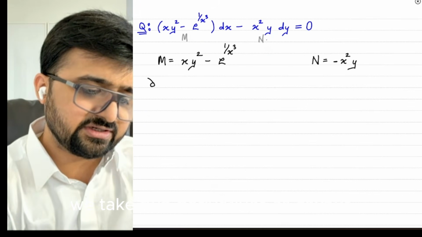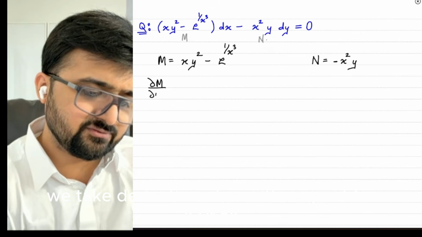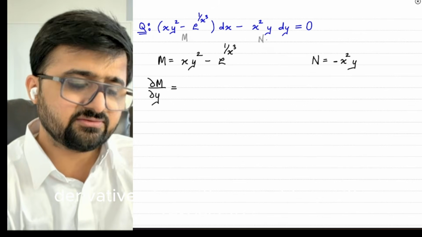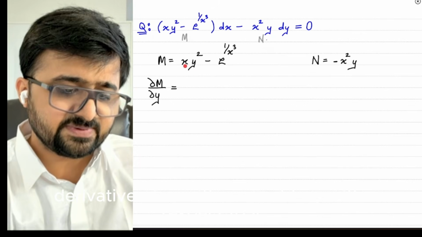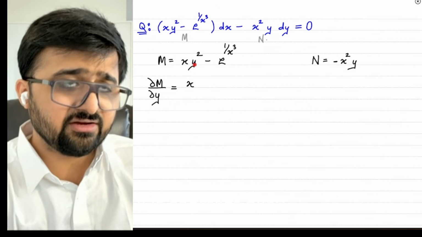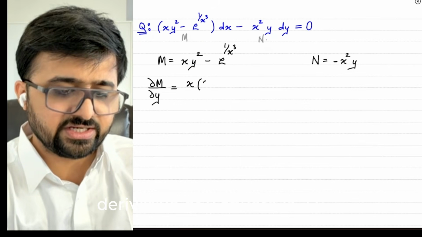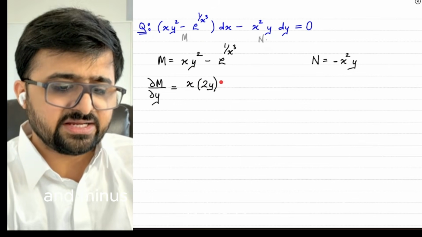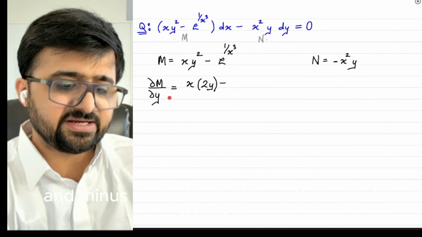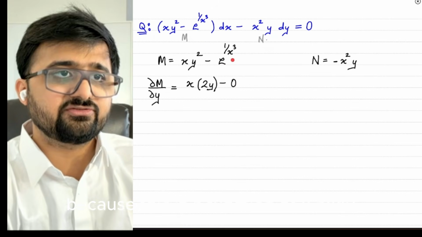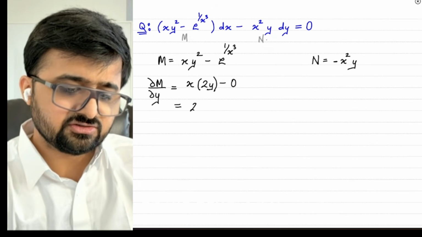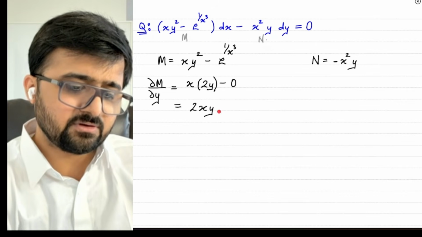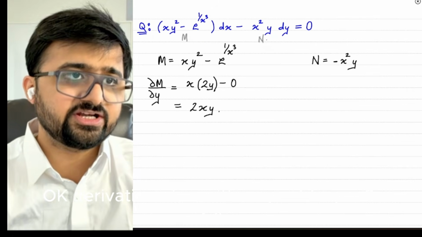We take two derivatives as always. We take the derivative of M with respect to y. With respect to y, x is constant. The derivative of y square is 2y, and the derivative of the minus term with respect to y is 0, because it is a function of x. So we have 2xy. The derivative of M with respect to y is 2xy.